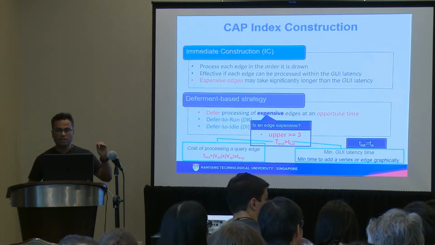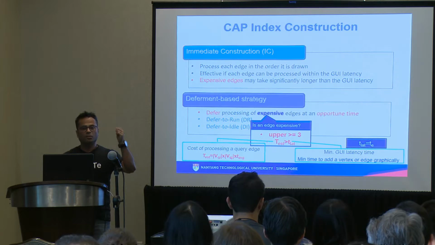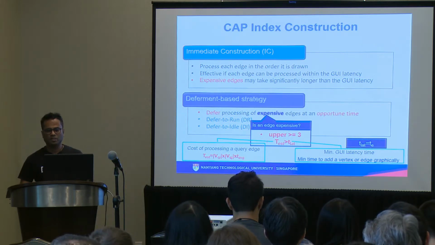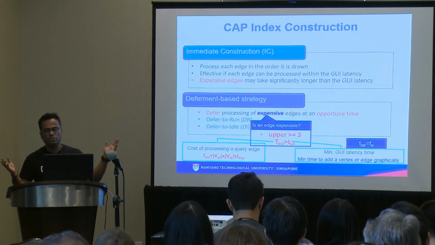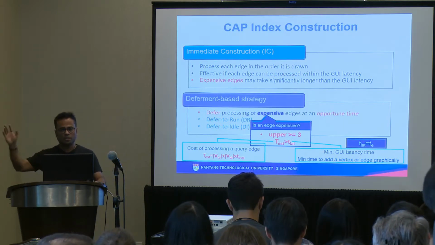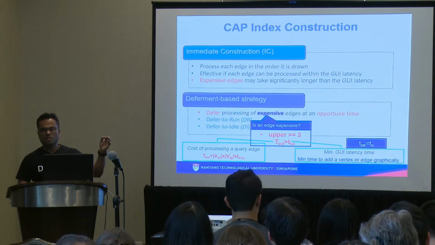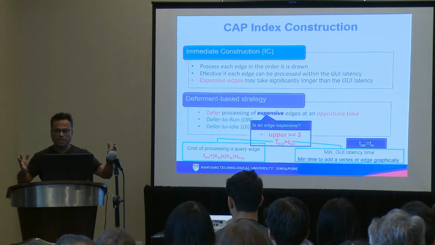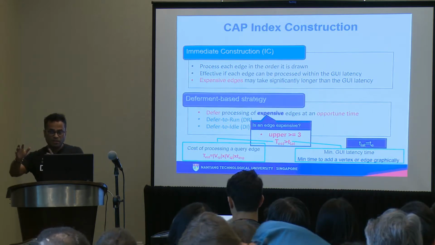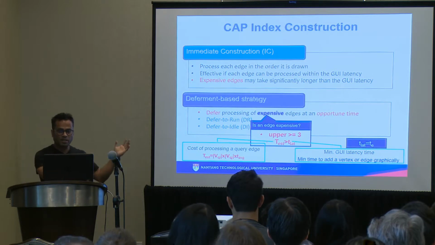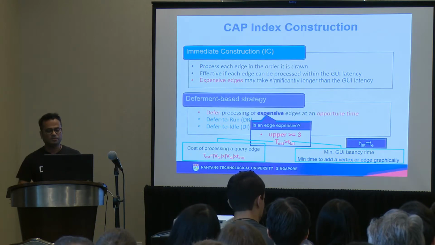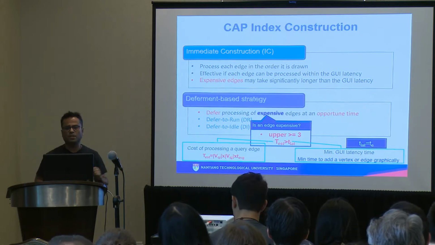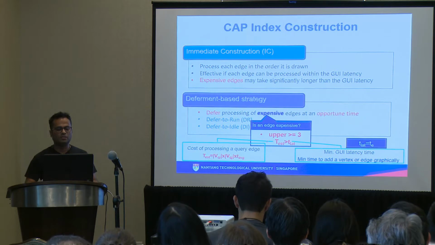So we can defer to run. That means only when the run button is clicked do we process the expensive edges. That means after the run button is clicked, the user has formulated the query, and we process all the expensive edges after that. Or, more interestingly, we defer to a state where the GUI is idle. No action is going on, and maybe this is the right time to process the expensive edges because we have time to do that. The details of all these strategies are given in the paper, but I'm going to pick one of them, which is defer to idle.